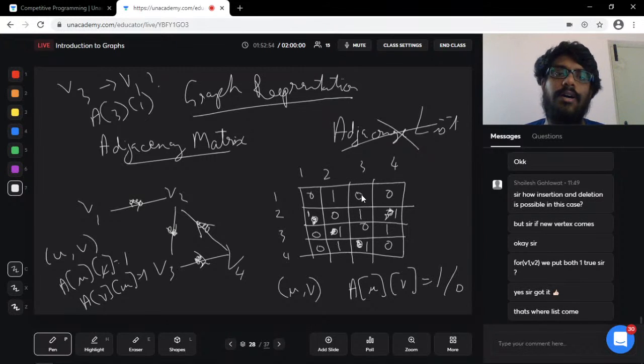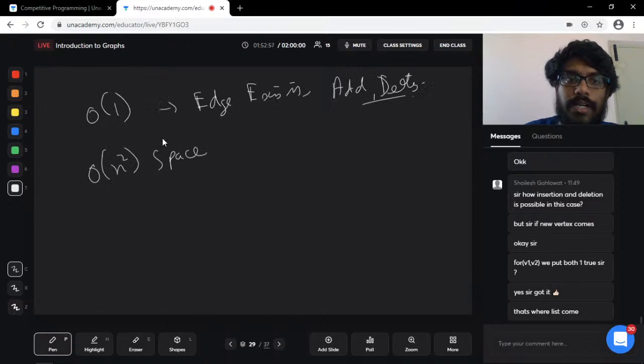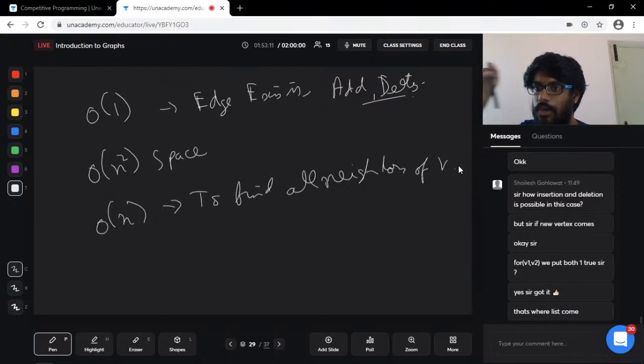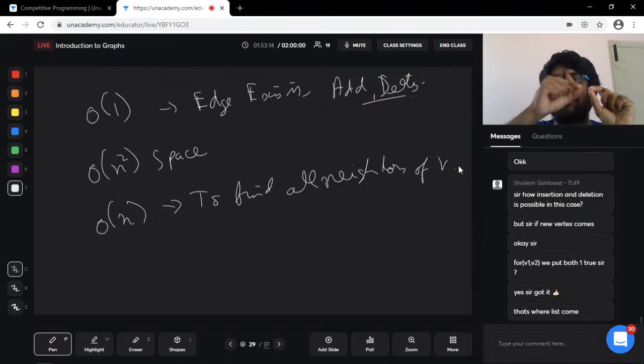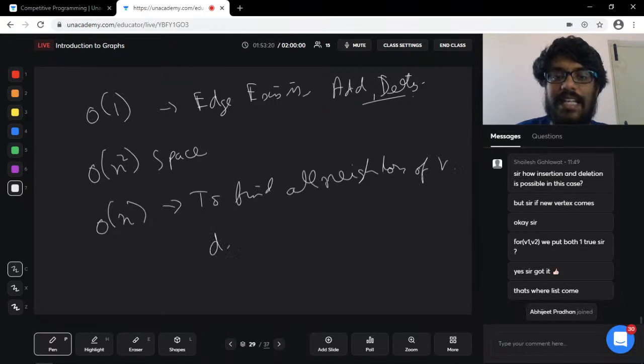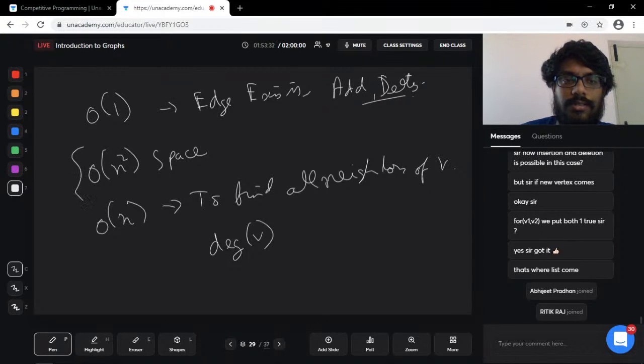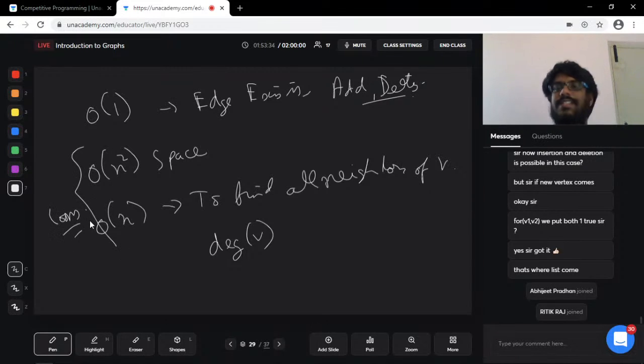So even if a vertex has only 3 neighbors, I still have to spend order n time to find all neighbors of a vertex, because I have to go through that entire row and see what all are adjacent to v. Which is kind of bad because ideally I only want to spend degree of v time. If v has 3 neighbors, if I can find those 3 neighbors in 3 time and not spend n time, I'm happy. So these are the 2 cons, the disadvantages of adjacency matrix.